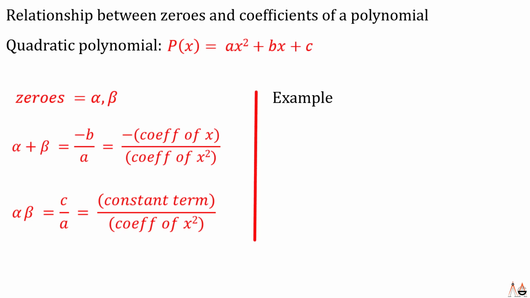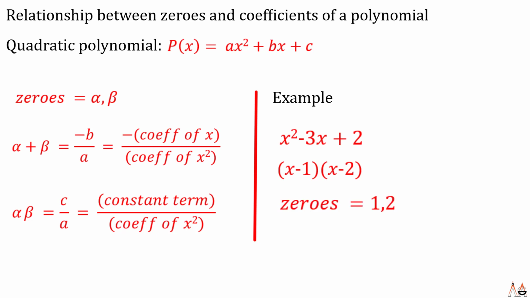Now let's take a simple case. Suppose we have x squared minus 3x plus 2. Now the two factors for this, if we factorize it, are x minus 1 and x minus 2. So the two zeros, we equate that to 0, so we get the two zeros to be 1 and 2. And if we sum these two zeros, 1 and 2, we get 3.